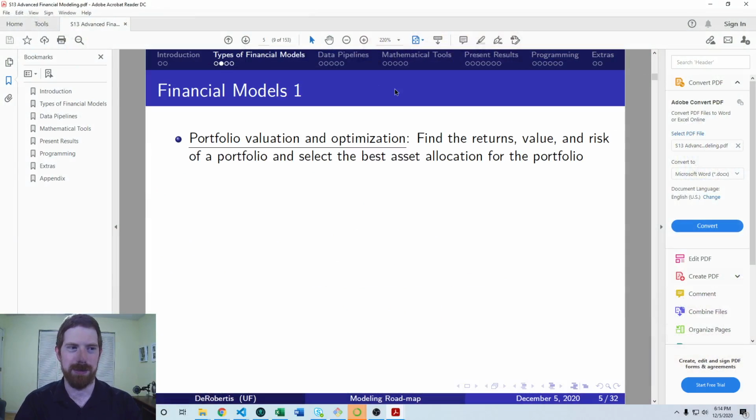So the first model that we're looking at here is portfolio models. It's a general class of models: portfolio valuation, portfolio optimization. So these are all about putting together a portfolio of different assets and determining the risk and return on that portfolio. And oftentimes you want to choose how to allocate the assets such that you will maximize the amount of return that you're getting for the amount of risk that you're taking on.